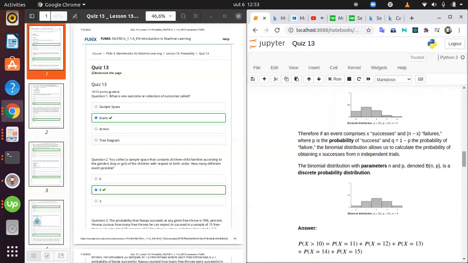No, I'm lost. Hang on, let me read it. Binomial distribution, random variables follow... events comprise of x successes and q.